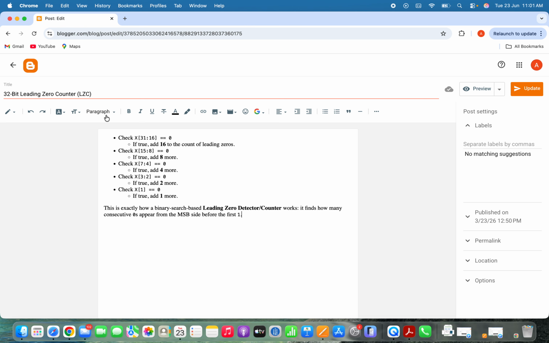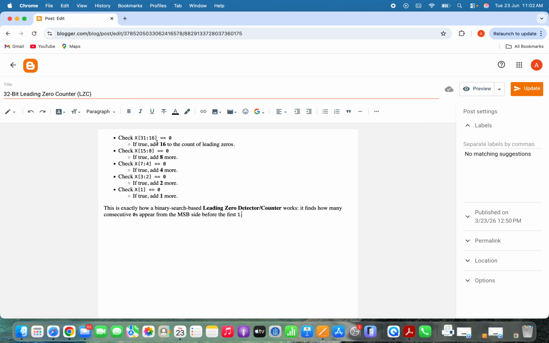Now, let's see how this works for a 32-bit input. We begin by dividing the input into two halves. Let the input be x31 down to 0. Therefore, the upper half is x31 down to 16 and the lower half is x15 down to 0. In the first step, we check whether the upper 16 bits, which is x31 down to 16, are all zeros.